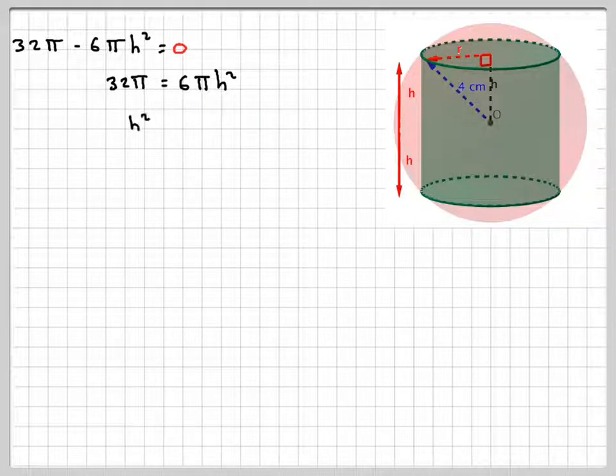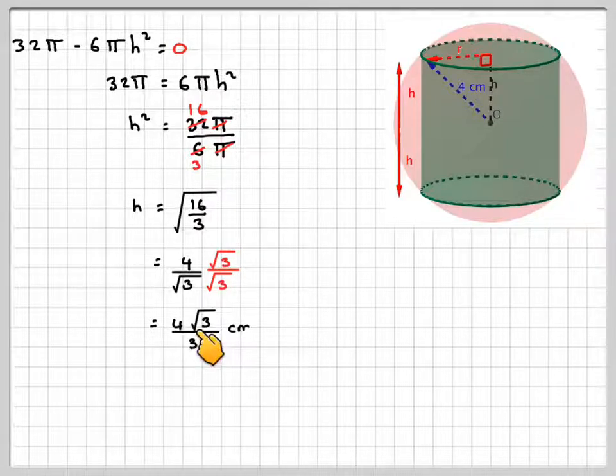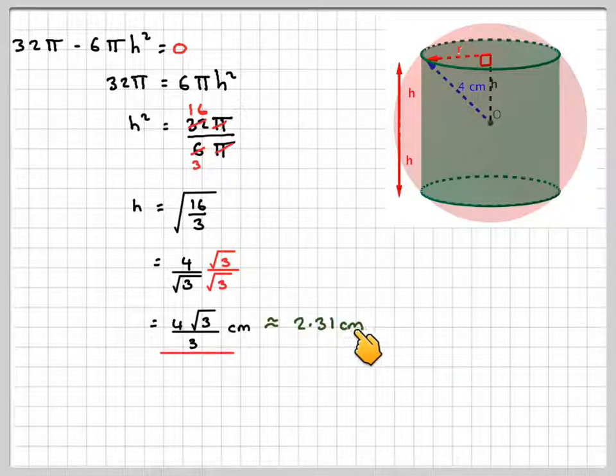If we divide by pi, we're going to get h squared will be 32 pi divided by 6 pi. The pi's will cancel out, and then 2 goes into 6 3 times, into 32 16 times. So we get that h will be the square root of 16 divided by 3. The square root of 16 is 4, so this becomes 4 over root 3. If we multiply top and bottom by root 3, then the exact answer for the height will be 4 root 3 over 3 centimetres, and that's approximately 2.31 centimetres.